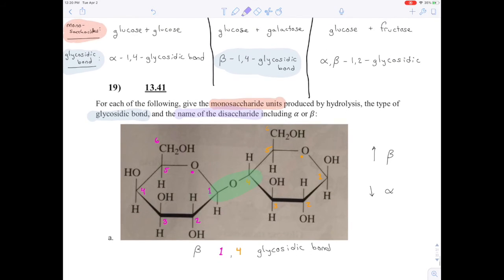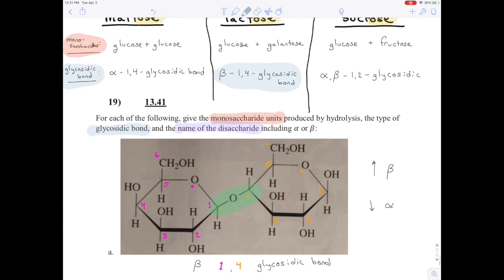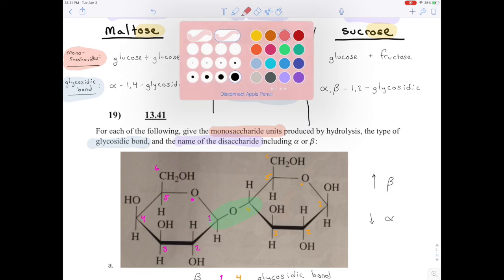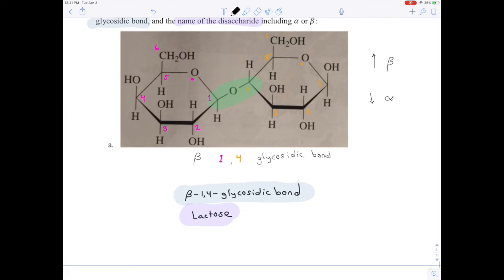But now that we know that it's lactose, we know what type of glycosidic bond it has. We already identified that, so that's another part of the question. It's a beta-1,4 glycosidic bond. That's the second thing they were asking. And last but not least, they wanted the monosaccharide units. Well, for lactose, the monosaccharide units are glucose and galactose.